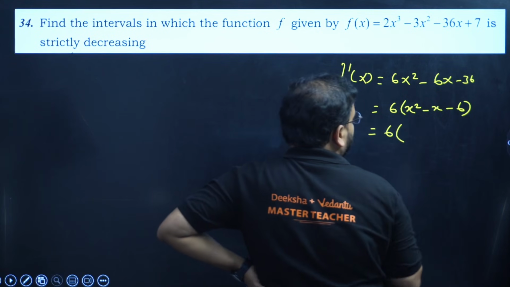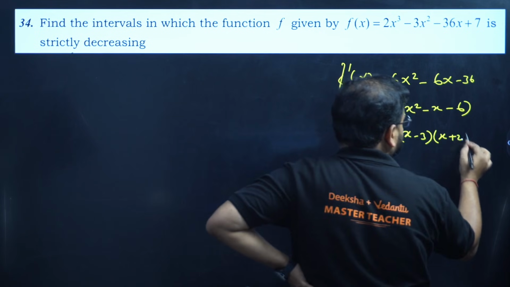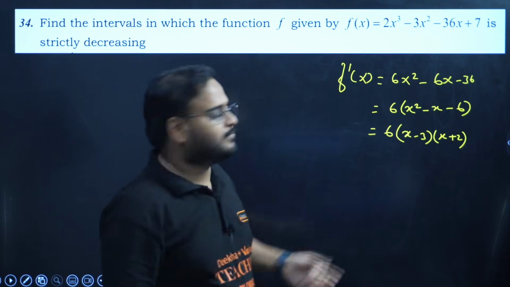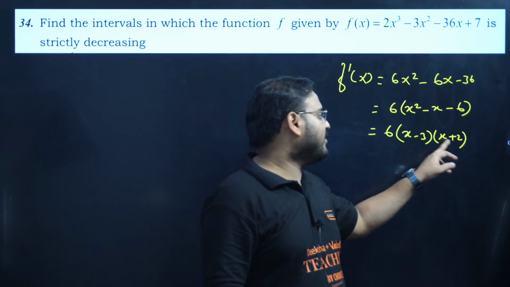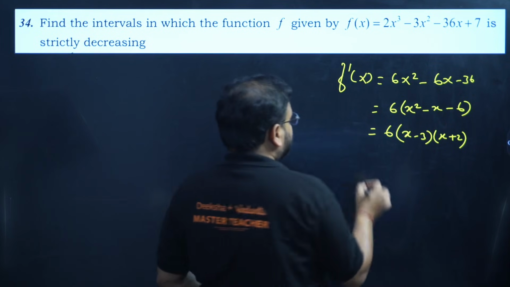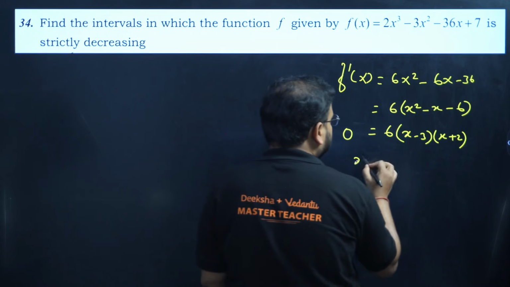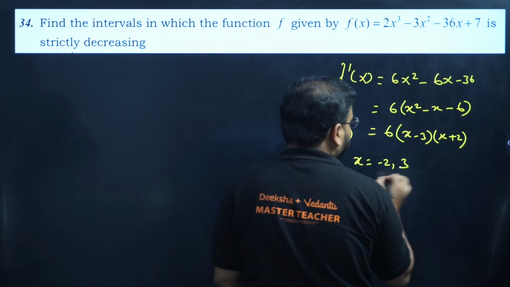Factorize, you'll be having minus 3 plus 2. Minus 3 plus 2. How come, sir? Multiply and check. Minus 3 into 2 is minus 6, minus 3x, and plus 2x becomes minus x and x squared. Okay, this is a factor. Put it equal to 0 to find the critical point. You have two critical points here, minus 2 and 3.